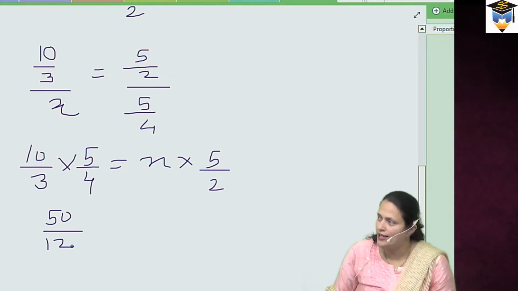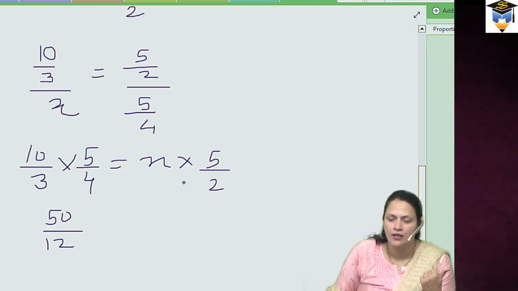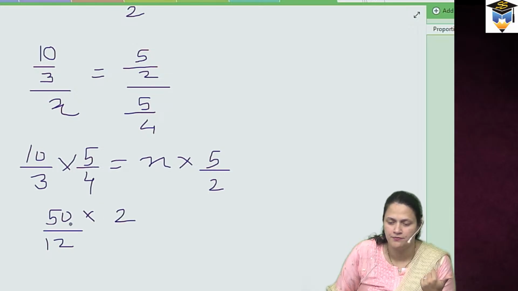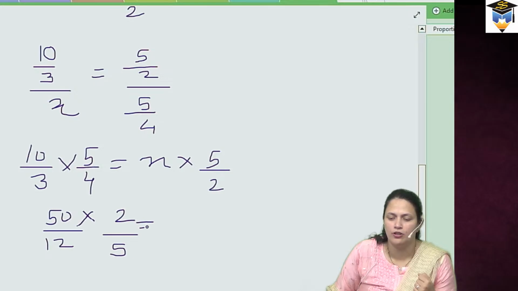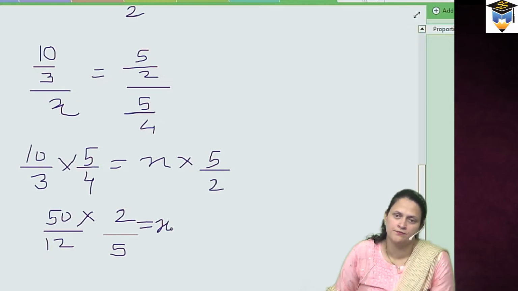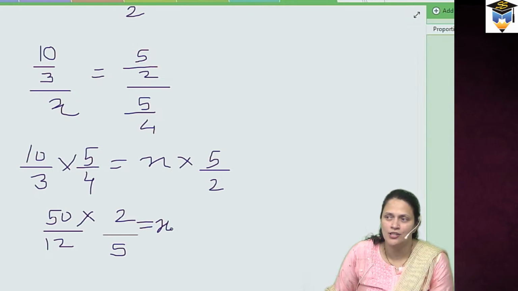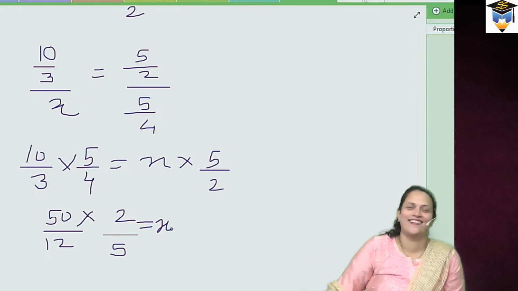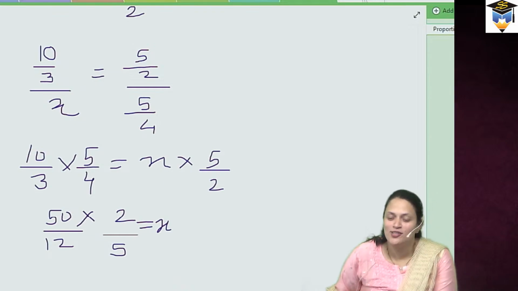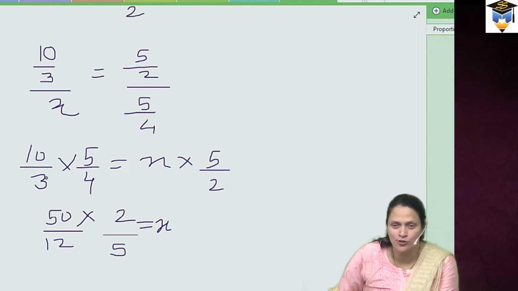And in order to find out x, what we are going to do? I am going to take 2 here in the numerator and 5 will go into the denominator. Have you understood this part? I hope everybody has understood this step.